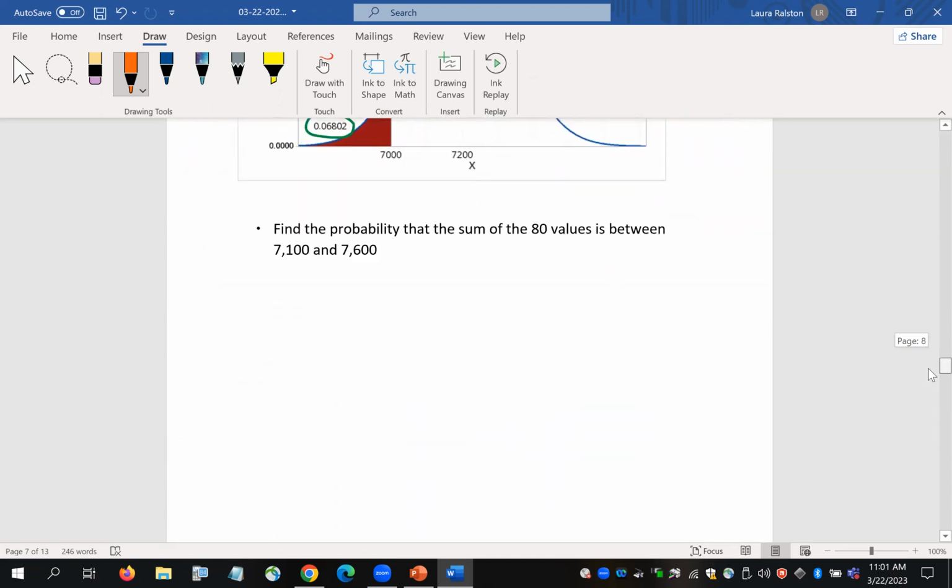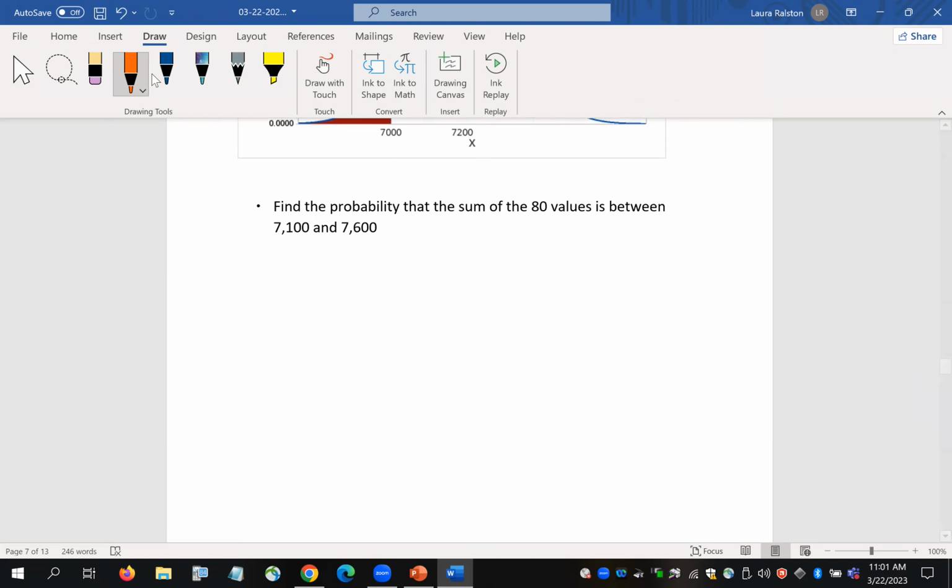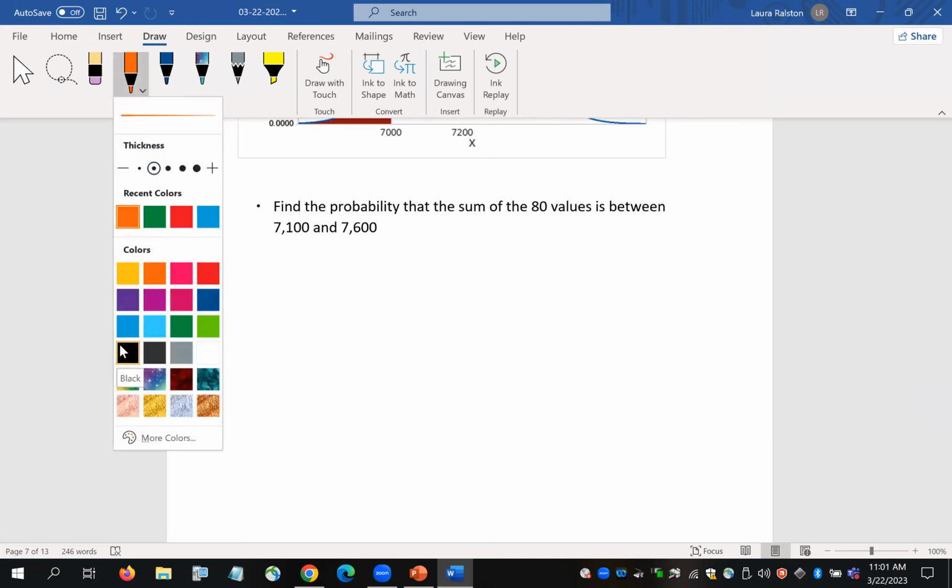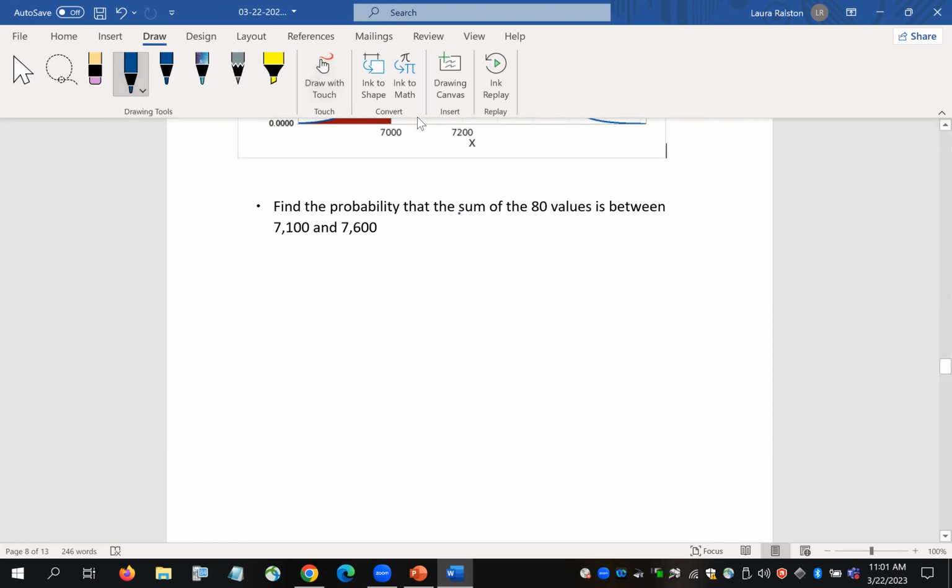Okay, I think I have one more. Again, we see the word sum. Find the probability that the sum. So again, that's my clue that I want to apply the central limit theorem for the sum. When we do that, we find that we have an approximately normal distribution with a mean of 7,200 and a standard deviation of 134.164.